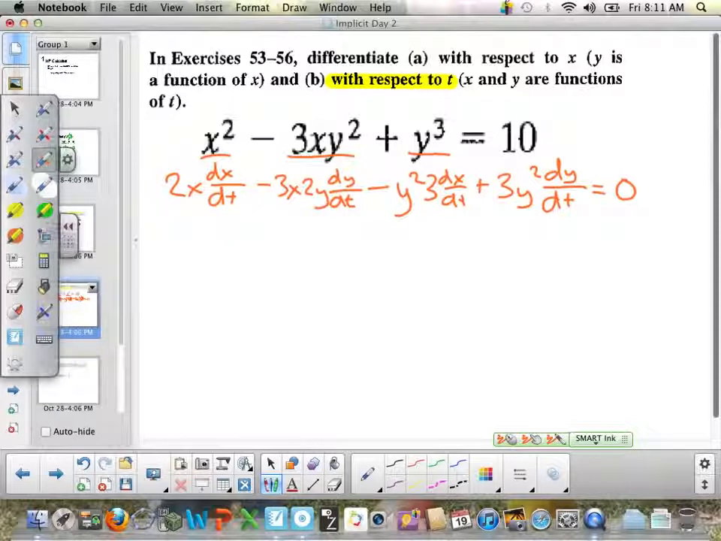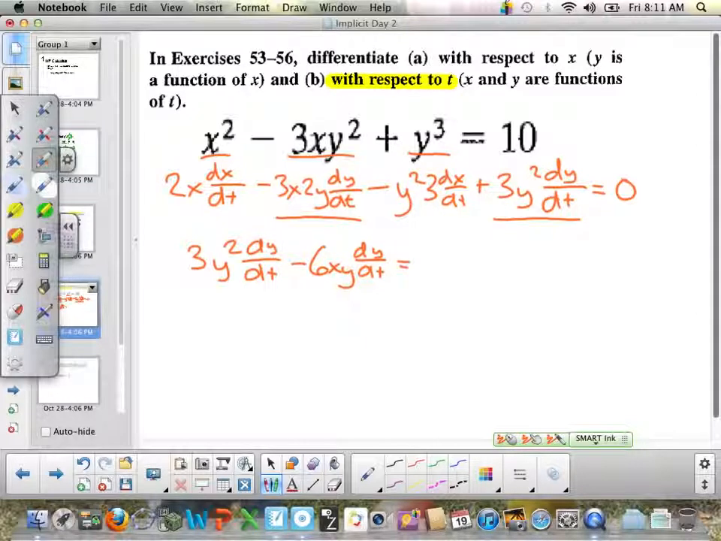All right, same thing. Let's gather all my dy dt's onto one side, my dx dt's onto the other. So what we got, my dy dt's are here and here. So we got 3y squared dy dt minus 6xy dy dt equals 3y squared dx dt minus 2x dx dt. Here we'll factor both left and right.